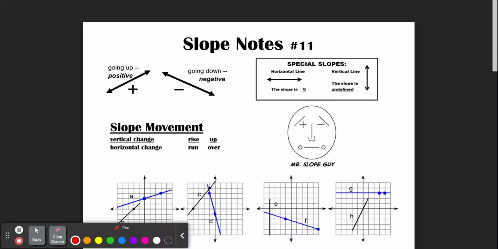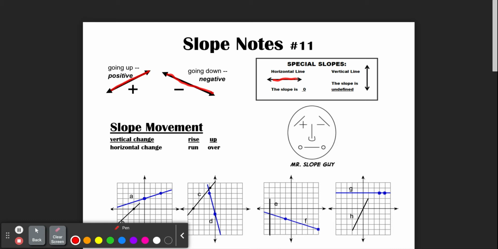Hi, today we're going to talk about the slope movement. One thing that you need to know is that when the line slants upward like this, it has a positive slope. When it slants downward like this, it's negative. Horizontal is 0, and vertical line is undefined.